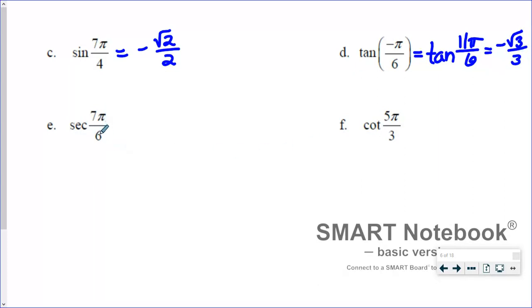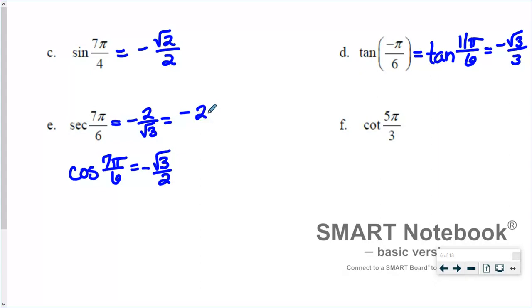It's going to be negative square root of 3 over 3. All right, secant of 7 pi over 6. Secant is not on my unit circle, but its reciprocal buddy, cosine, is. So if you look at cosine of 7 pi over 6, that's a negative square root of 3 over 2, which means for secant, you would flip that, so negative 2 over the square root of 3, and when you rationalize that, you get negative 2 square roots of 3 over 3.